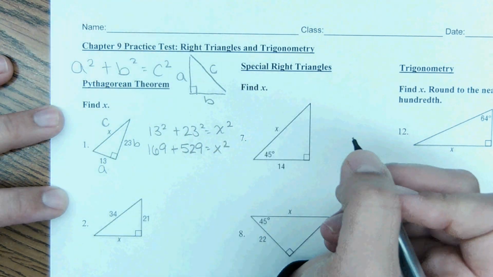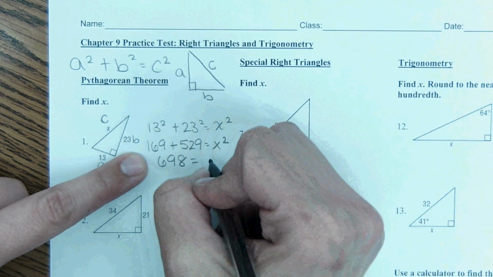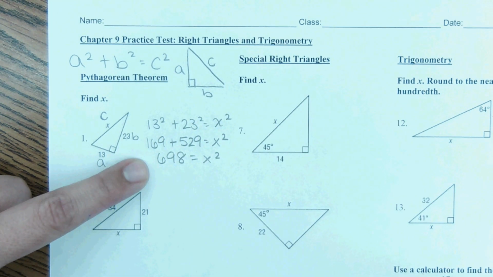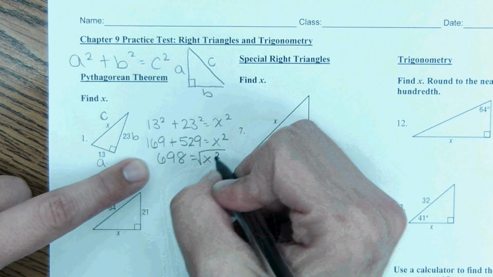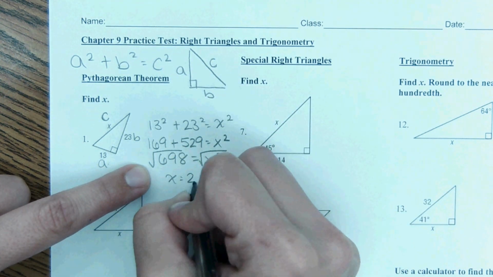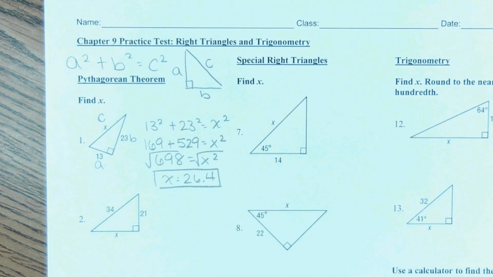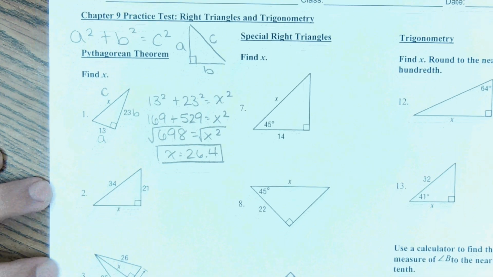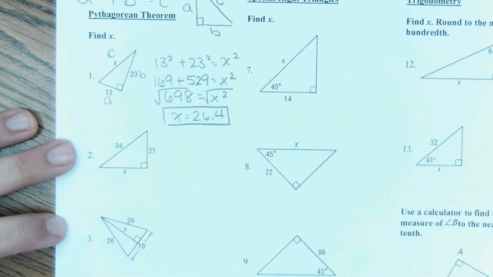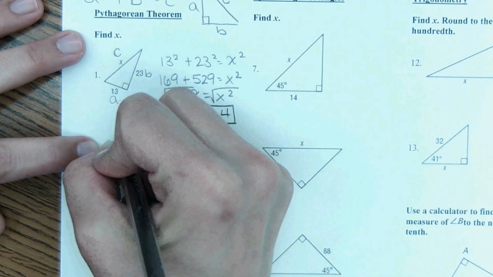Okay, and then from here you'd start plugging stuff in your calculator. 13 squared comes out to 169. 23 squared is 529. You'd add these two values together, come out to 698 equals x squared. And then the last step is to take the square root of each side to get rid of the x squared, and then take the square root of this, and x comes out to 26.4.